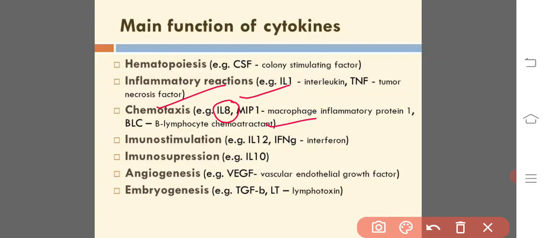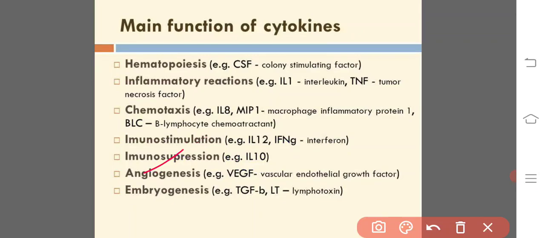All these factors, IL8, MIP1 and BLC, exhibit chemotaxis or chemotactic mechanism. And immunostimulation is due to the presence of IL-12 and interferon gamma, they show the immunostimulation. Coming to the next one, immunosuppression. IL-10, interleukin 10 is responsible for the immunosuppression activity, which is used during organ transplantation.